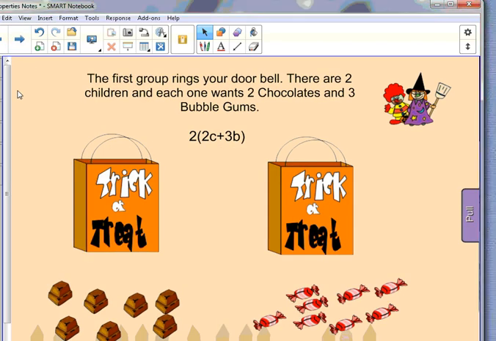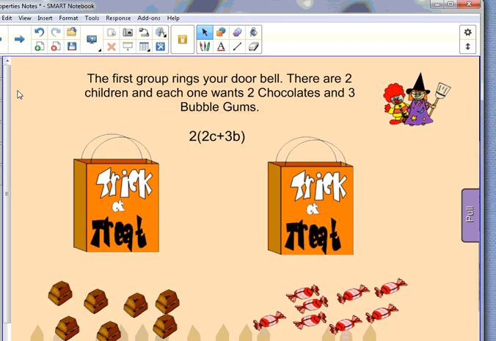First group rings your doorbell. There are 2 children. And each one wants 2 chocolates and 3 bubble gums. What you're thinking of when you're thinking about the distributive property, it means you're taking a quantity and you're distributing it out to other quantities. You're giving it out. You would write this as an algebraic equation as this.